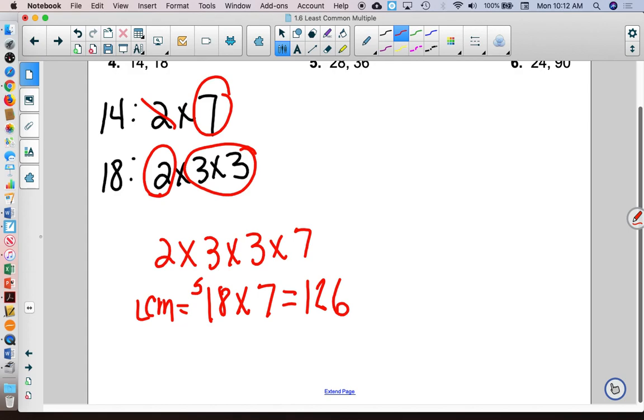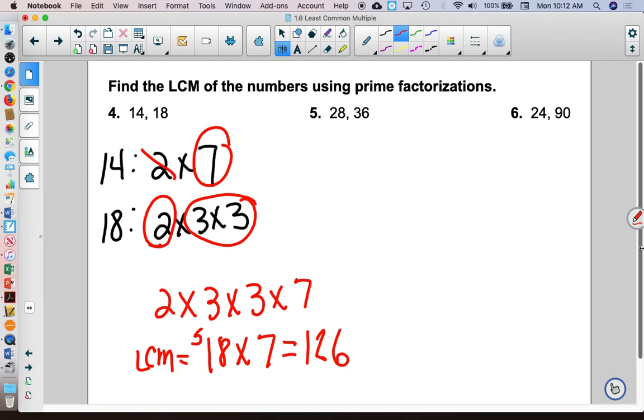Okay. All right, let's do number 5 there. Again, you have to write the prime factorization.